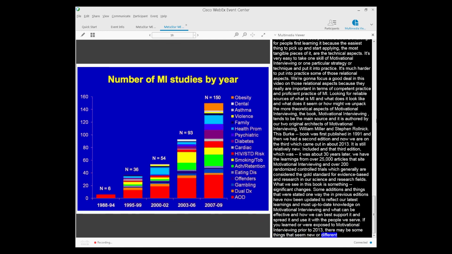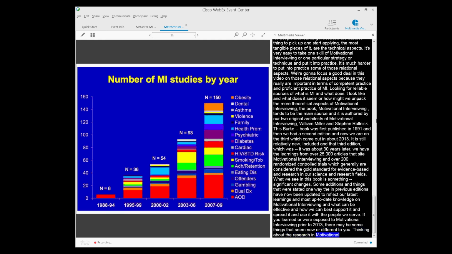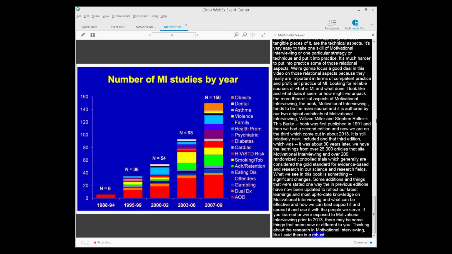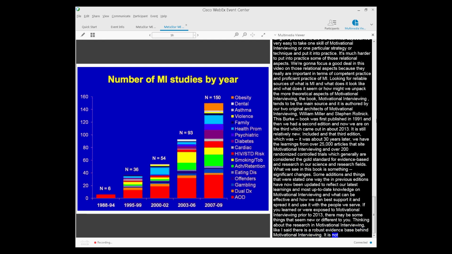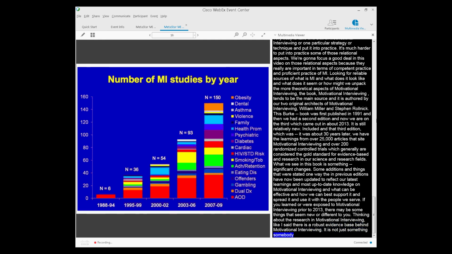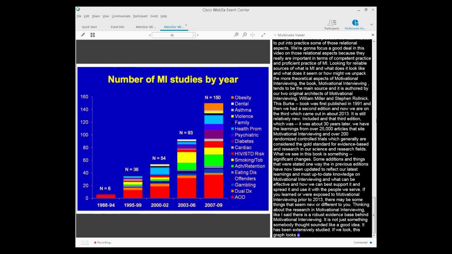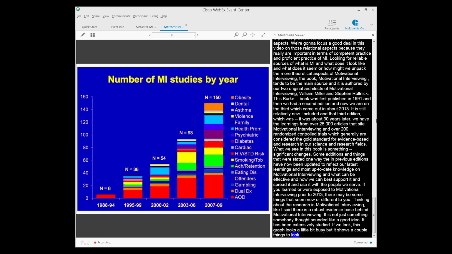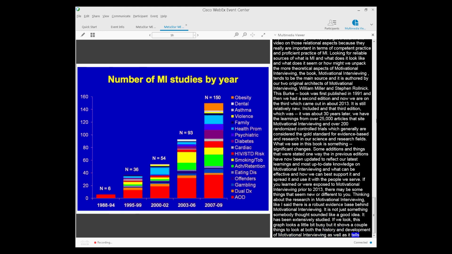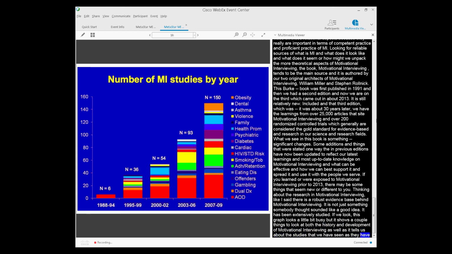Thinking about the research in motivational interviewing, like I said, there's a very robust evidence base behind it. It's not just something that somebody thought sounded like a good idea. It has been extensively studied. And if we look at this graph, it looks a little bit busy, but it shows us a couple of things, both the history and the development of motivational interviewing, as well as a little bit about the studies that have emerged.